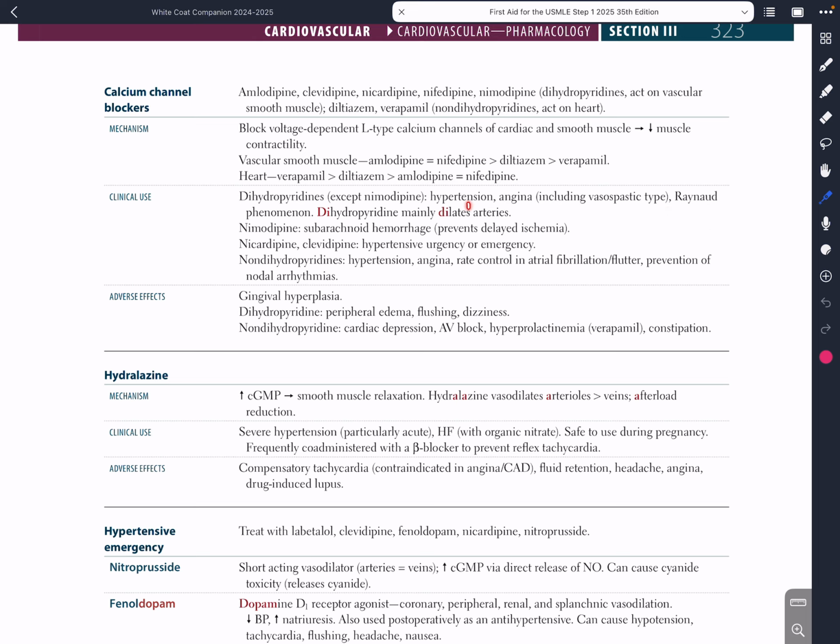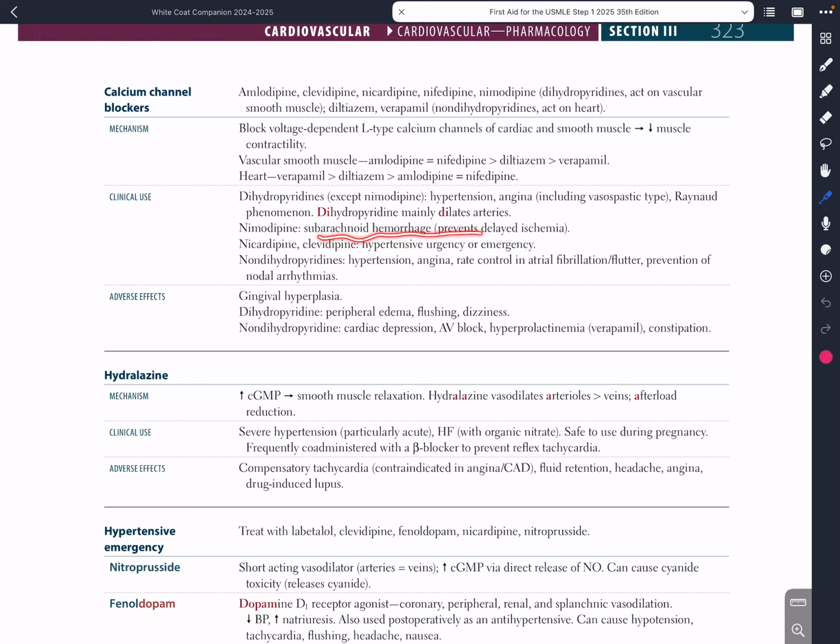Dihydropyridines mainly dilate arteries. Nimodipine is used in subarachnoid hemorrhage because it prevents delayed ischemia.